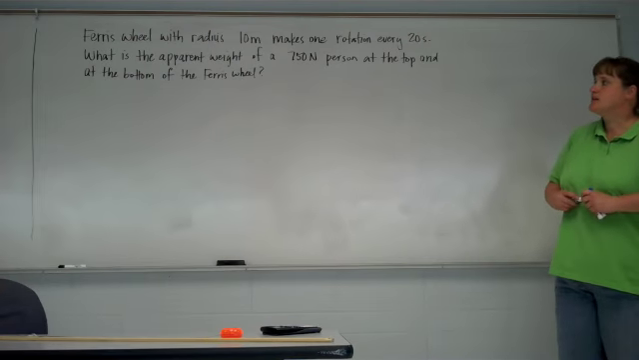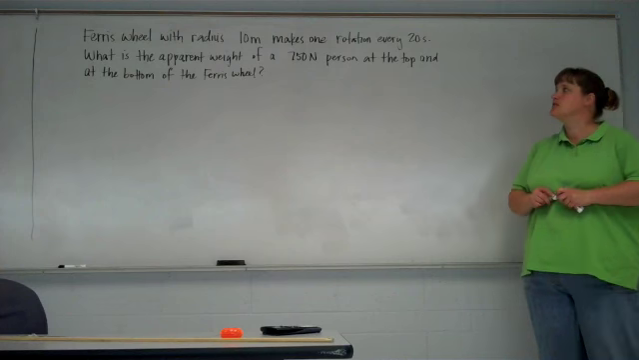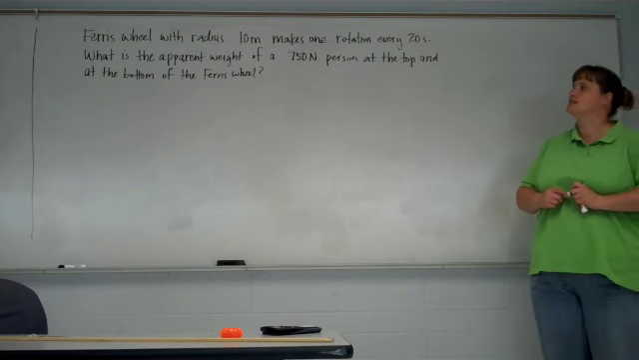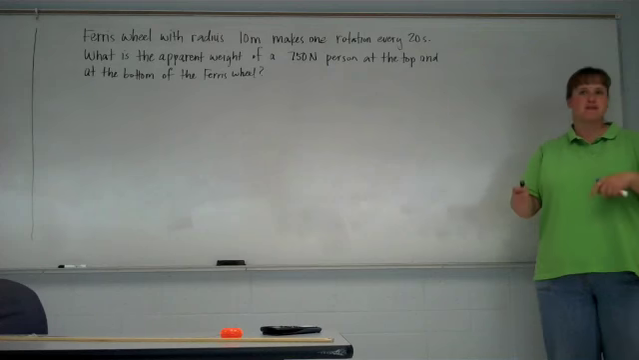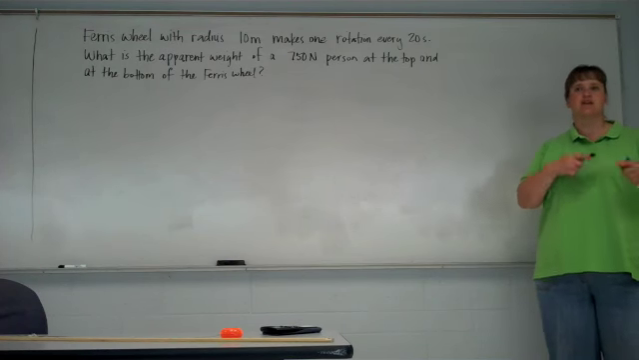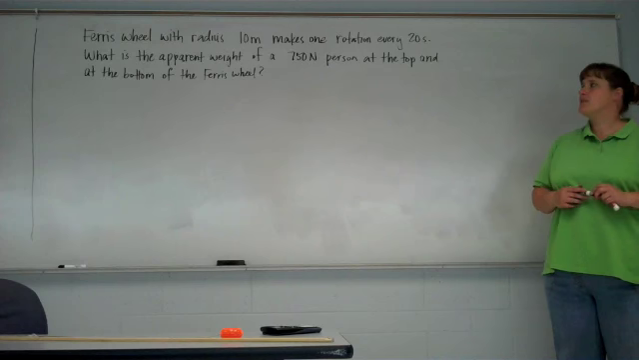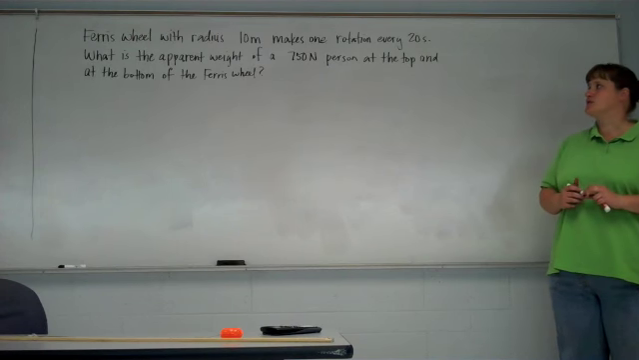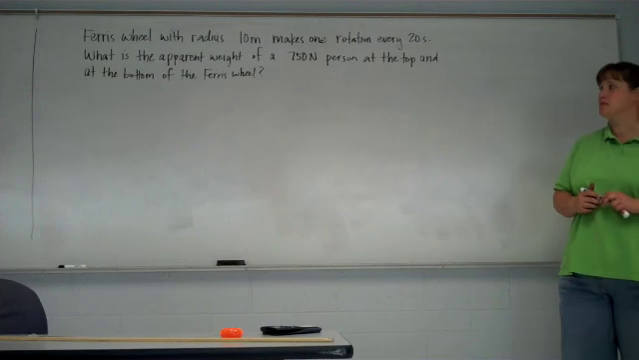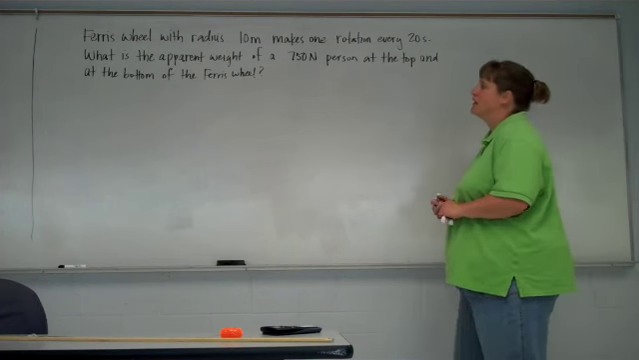Okay, so we have our Ferris wheel. Radius of 10 meters makes one rotation every 20 seconds. So we're assuming all the people are loaded on, so they're just running it. I want to know what the apparent weight of a 750 Newton person at the top and at the bottom of the Ferris wheel will be.